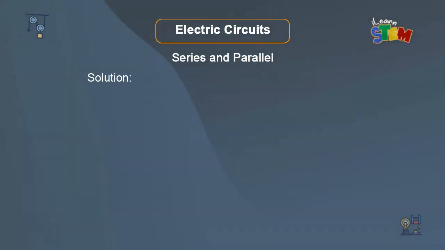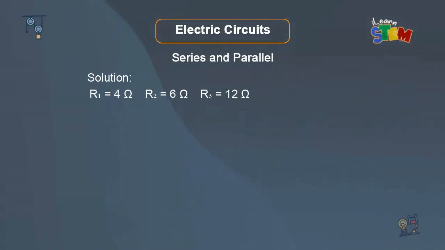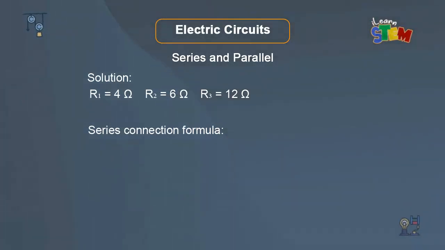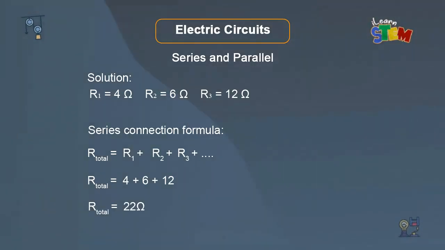Let's solve a simple resistor problem using both series and parallel connections. We have 3 resistors. R1 is 4 ohms, R2 is 6 ohms, and R3 is 12 ohms. Now, let's calculate the total resistance in 2 ways. First, when they are connected in series. In a series connection, resistors are added directly. So, the total resistance is R total equals R1 plus R2 plus R3. That's 4 plus 6 plus 12, which equals 22 ohms. So, the total resistance in series is 22 ohms.